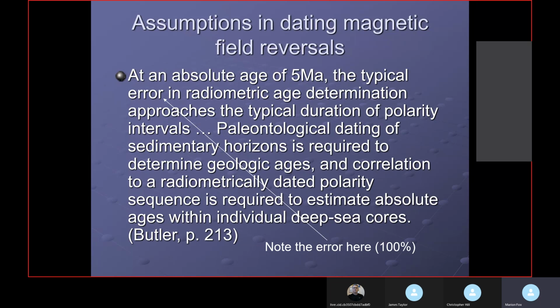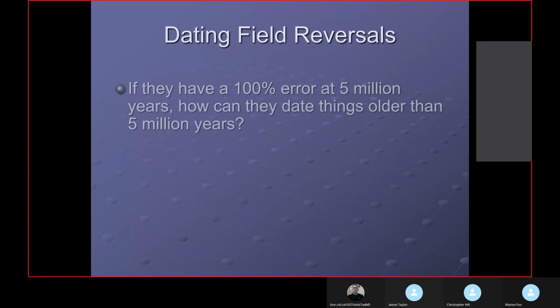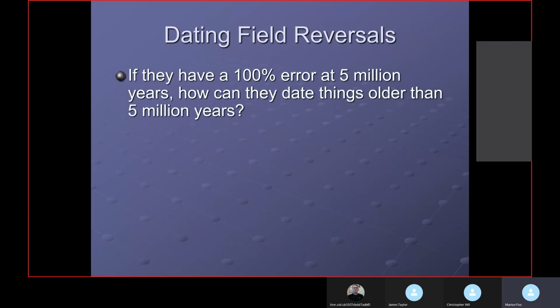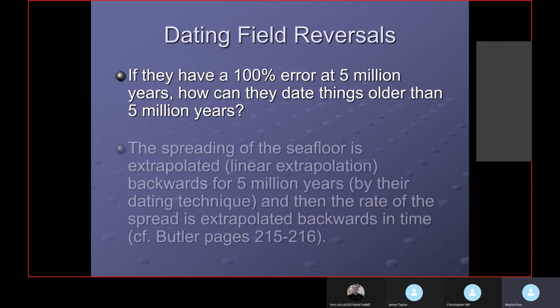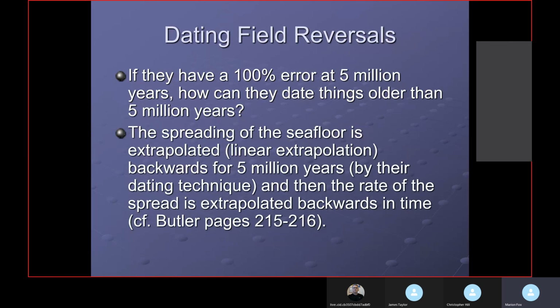No catastrophic events occurred. No catastrophism whatsoever. If they have a 100% error at 5 million years, how can they date things older than 5 million years? They can't. The spreading of the C4 is extrapolated with linear extrapolation. That is uniformitarian. Backwards, the linear would be, it goes at a constant rate. Backwards for 5 million years by their dating technique, and then the rate of the spread is extrapolated backwards in time. Butler tells us that on pages 215 to 216.